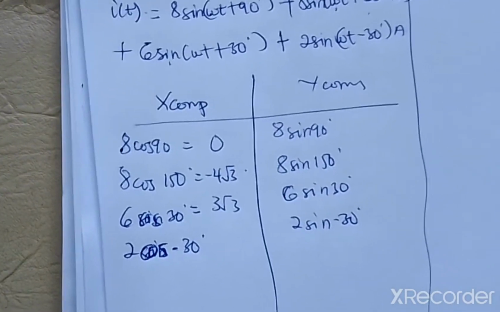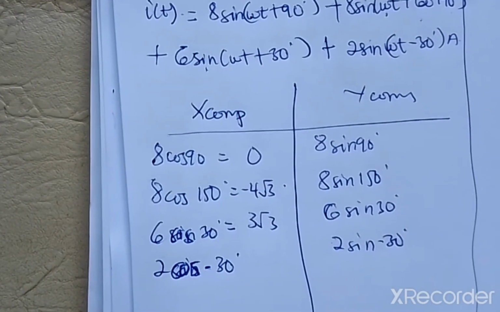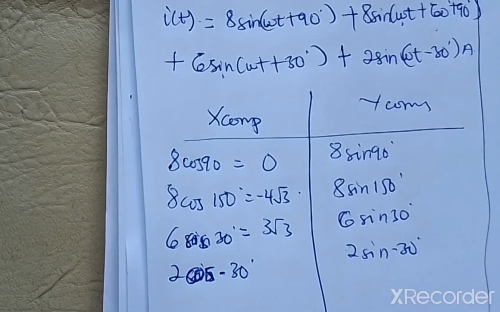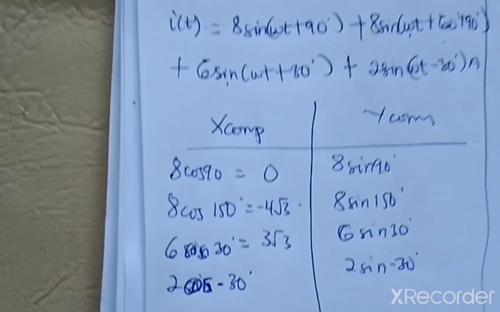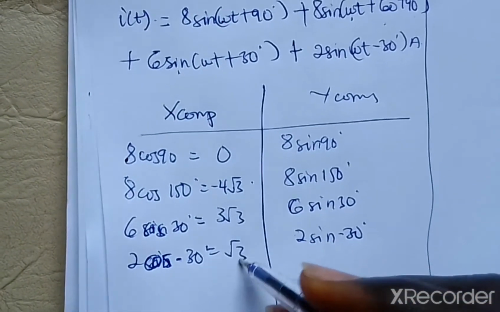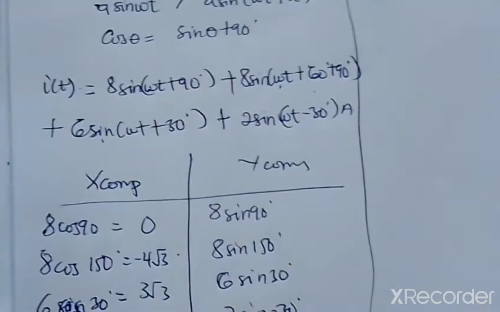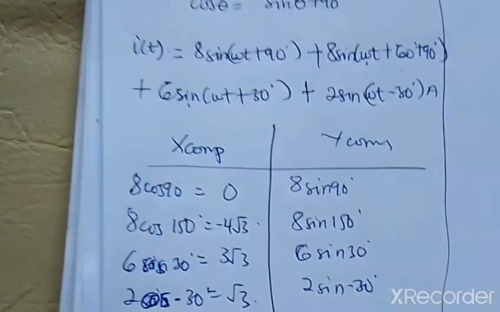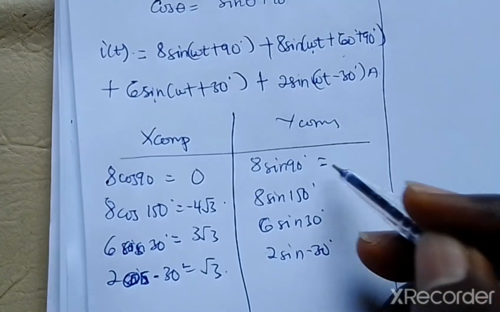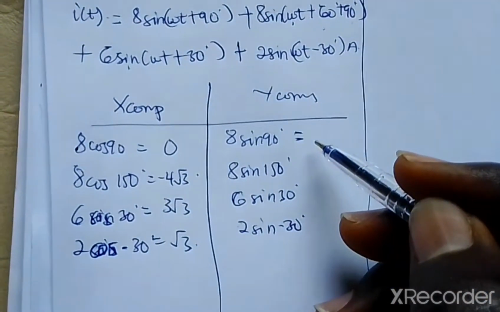Then 2 cos negative 30. 2 cos negative 30 will give us root 3. Then we'll do the same for the y component. So we are finding the value for each component before we sum.